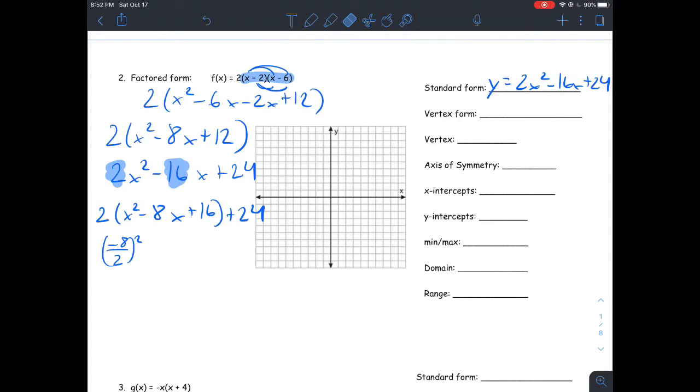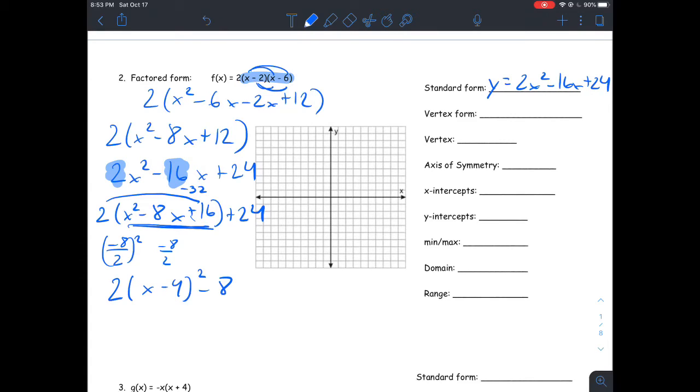So then I need to go ahead and write this as a perfect square. I'm going to keep my 2 outside, and I take the middle term and divide it by 2. That gives me my minus 4. Square it. And then, remember, since we added in a 16, we're actually going to have to subtract out 32. All right? So we need to do 24 minus 32, and we get a minus 8.